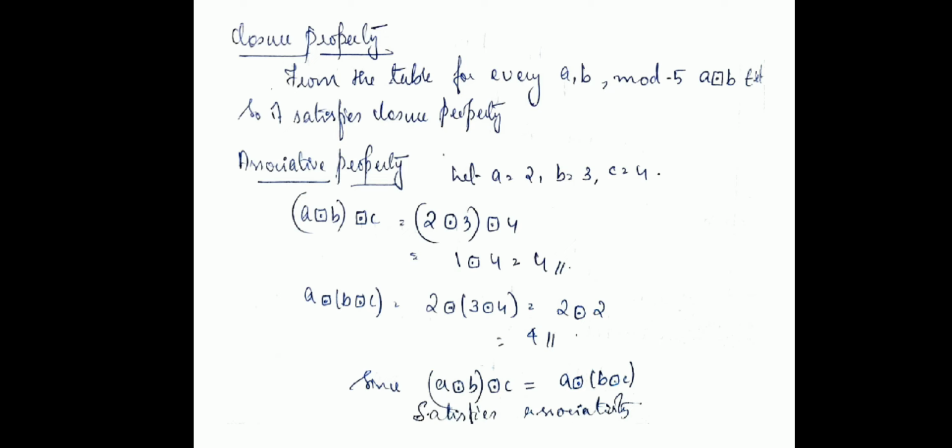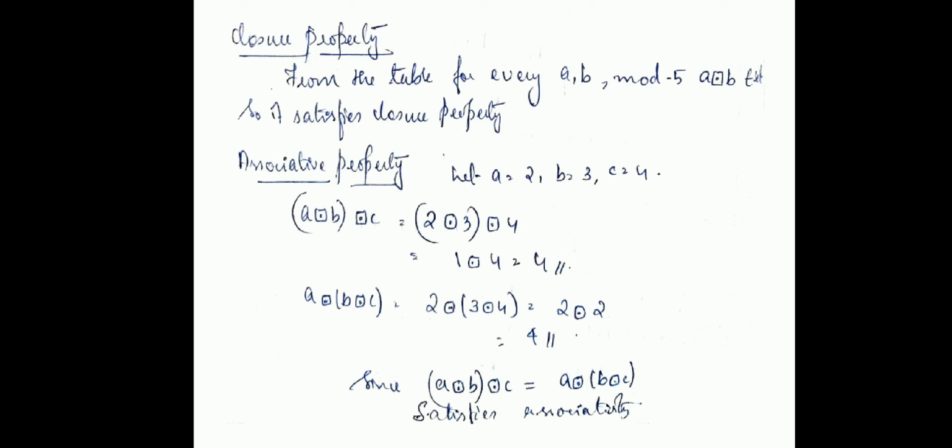Then (A operated on B) operated on C should be equal to A operated on (B operated on C). So we can see that 2 modulo p multiplication 3 is 6. Then 6 modulo p multiplication 4: 6 into 4 is 24. Now (2 operated on 3) is the remainder of 2 into 3 by 5, that is the remainder of 6 by 5, which is 1. Then 1 operated on 4 is 4 itself.